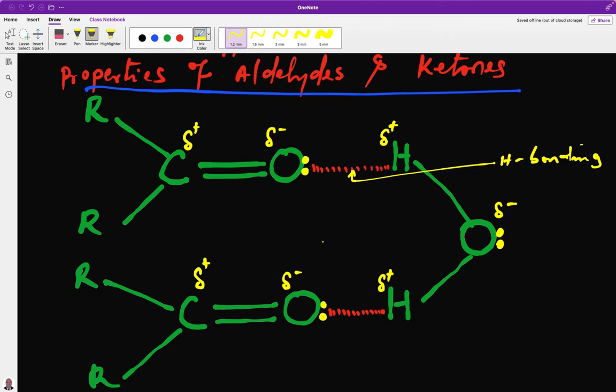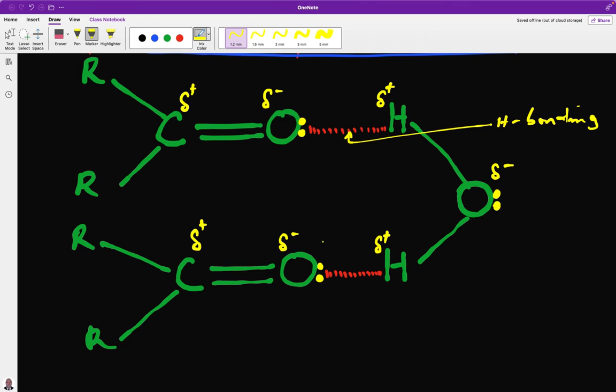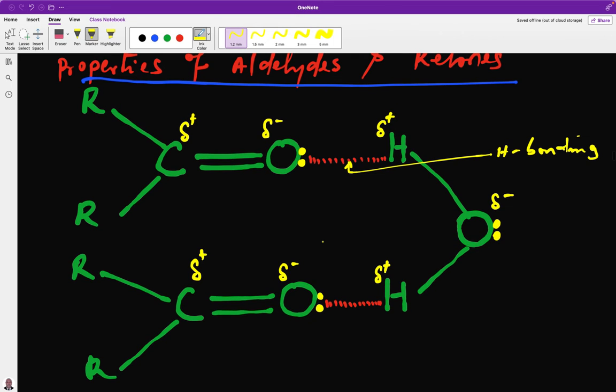So generally, because of the polarity of the carbonyl group, ketones and aldehydes are very soluble in water. They are very soluble because of their polarity and because they can form intermolecular hydrogen bonds with water molecules. But it should be noted that as the size of the ketone and the aldehyde increases, the solubility decreases due to interference in hydrogen bonding by the hydrocarbon tails of the aldehydes and the ketones.